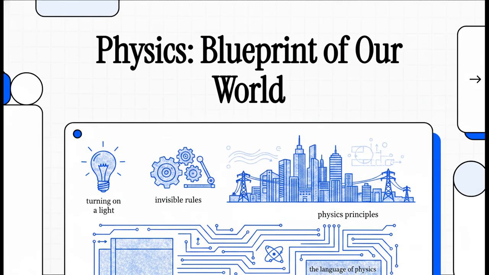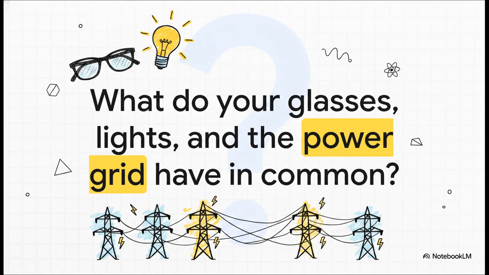There are these invisible rules that kind of run everything. I mean, think about it. From just flicking on a light switch to the massive, complex grid that powers our entire city, there's this hidden blueprint behind it all. It's like a set of instructions, and they're all written in the language of physics. So here's a question for you. What do your glasses, the light bulb in your room, and the entire power grid have in common?